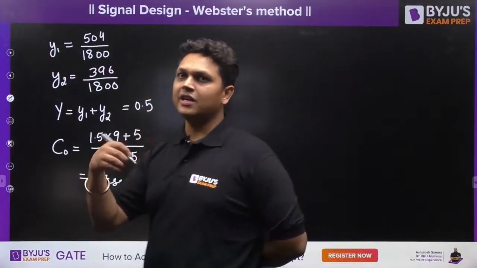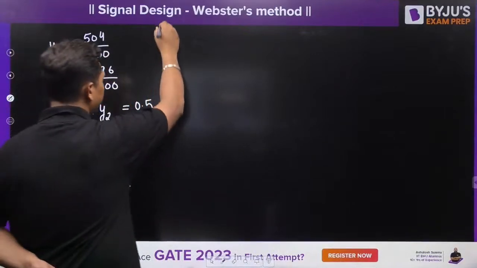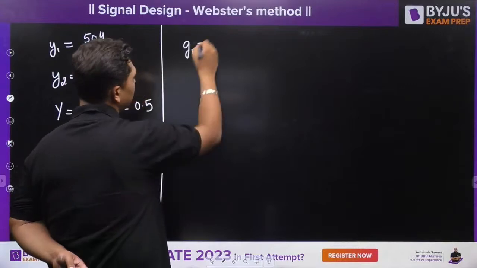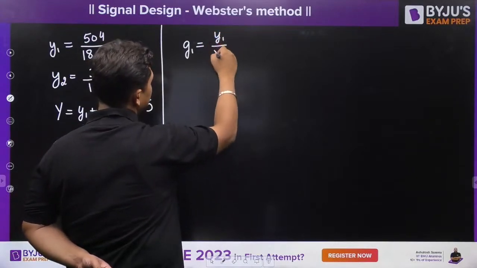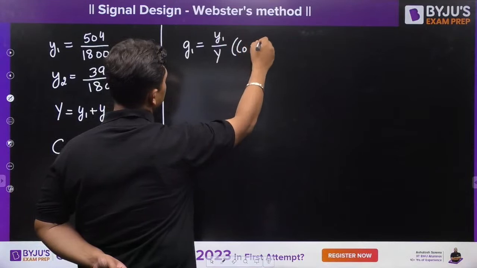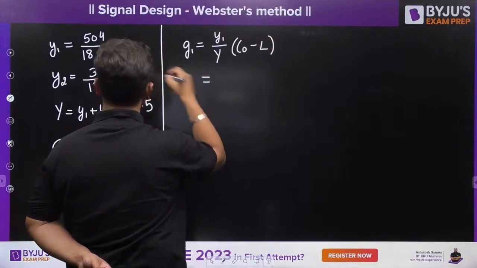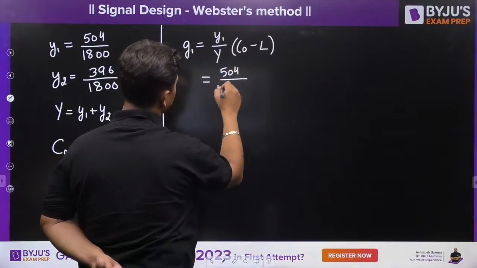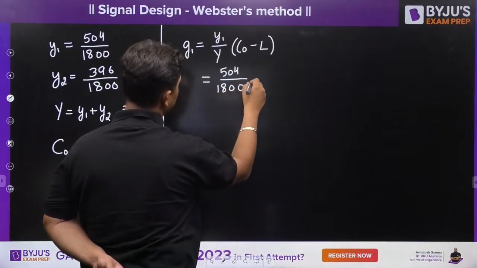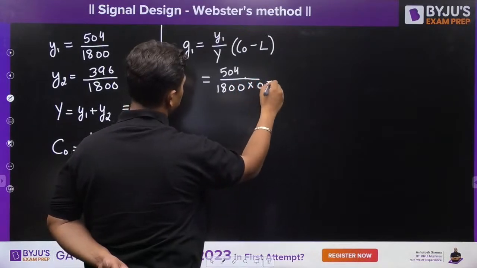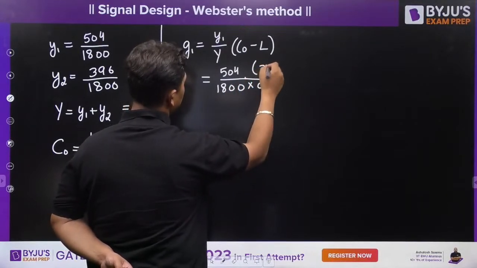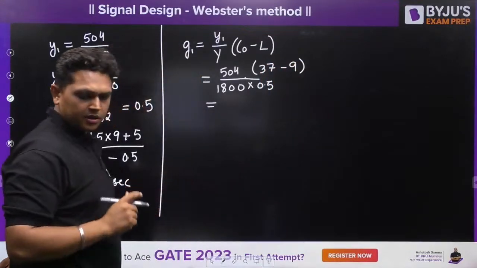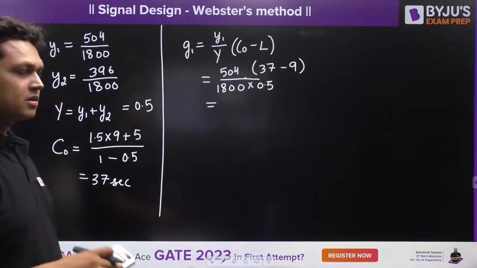Now suppose if further it is asked, what is the effective green time for phase 1? Effective green time for phase 1. So you will do y1 by capital Y, into C naught minus L. So y1 is equal to 504 divided by 1800, divided by capital Y 0.5, into 37 minus 9. Calculate how much value you are getting over here. What is the effective green time for phase 1?